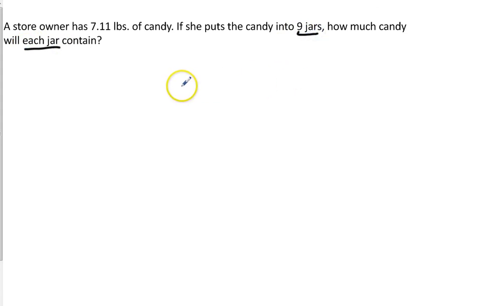Most of you would want to set it up 9 divided by 7.11, but it is actually 7 and 11/100ths divided by 9 because the jars matches what the problem is asking me to do. So 7.11 goes on the inside. 9 is my divisor. How many times does 9 go into 7?